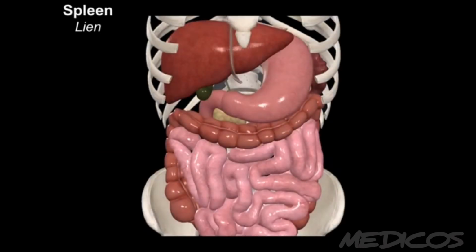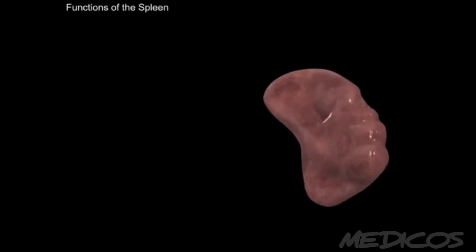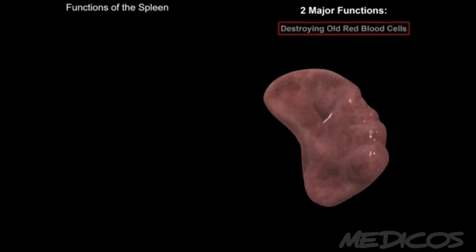The Latin name for the spleen is lien, and it's located on the left side of the abdominal cavity, so it's on the complete opposite side of the liver. Let's now take the spleen out to focus on its function. There are two major functions the spleen has that I'm going to mention in this video that are essential to know regarding the spleen. And the first one is its ability to destroy old red blood cells.